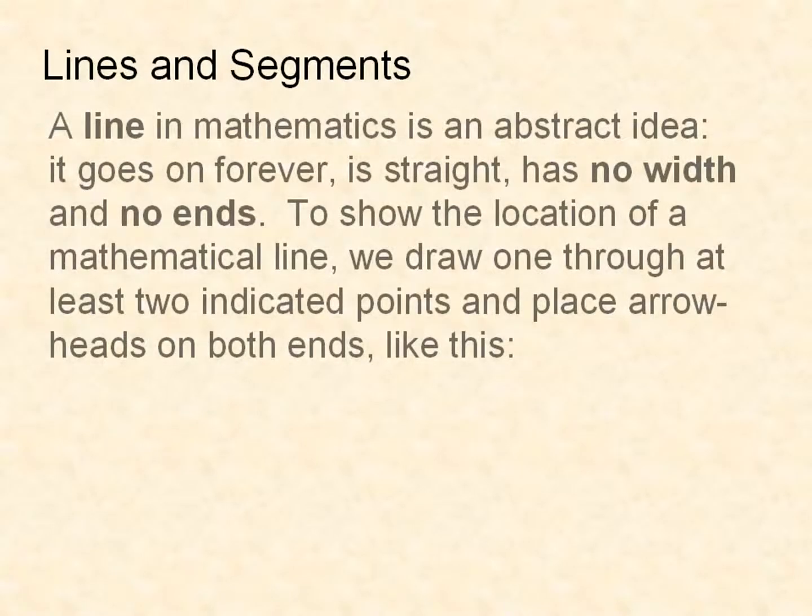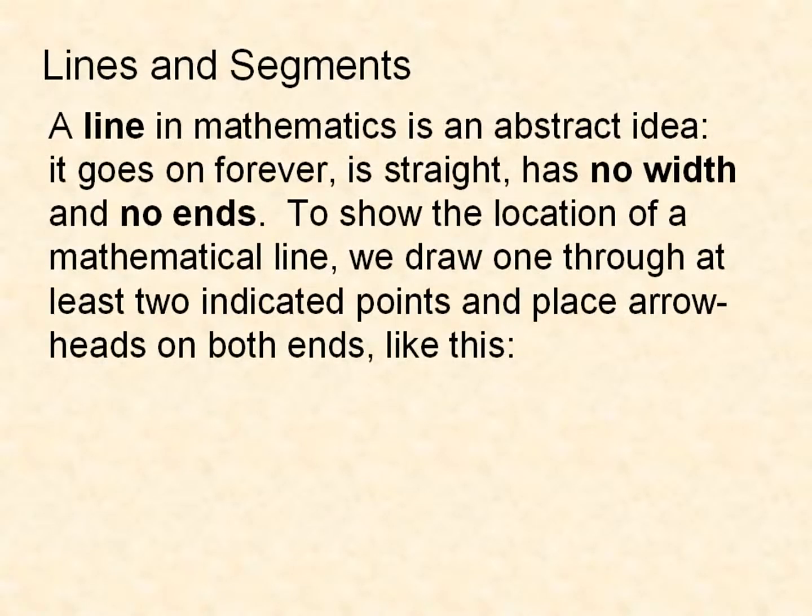Our next topic is lines and segments. A line in mathematics is an abstract idea. It goes on forever, is straight, has no width, and no ends. To show the location of a mathematical line, we draw one through at least two indicated points and place arrowheads on both ends, like this.